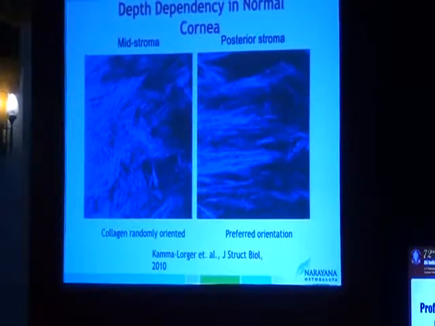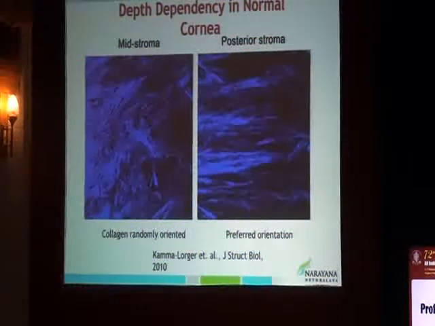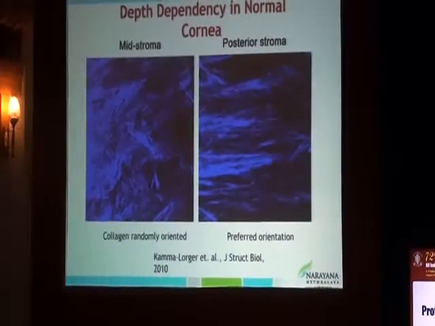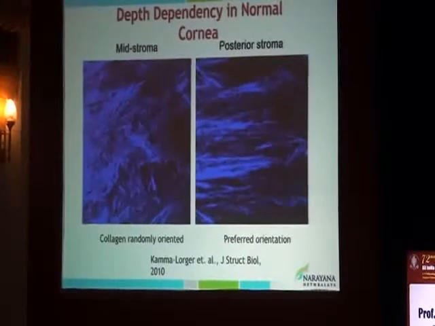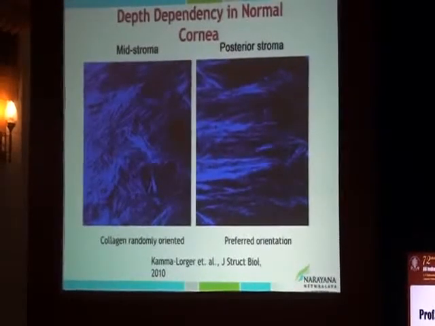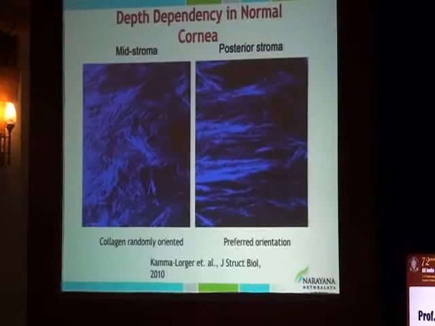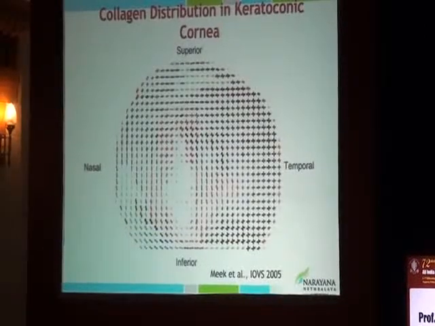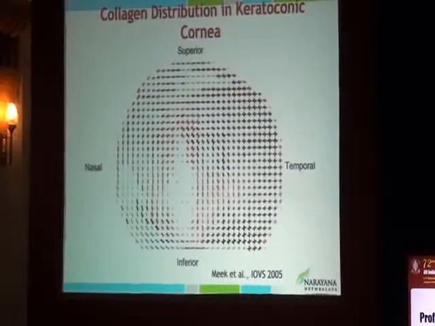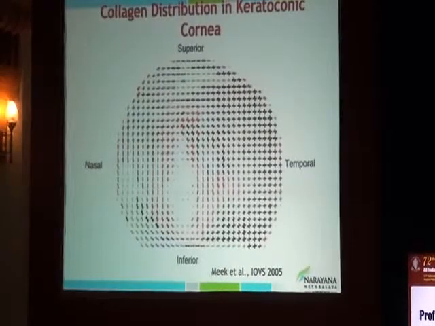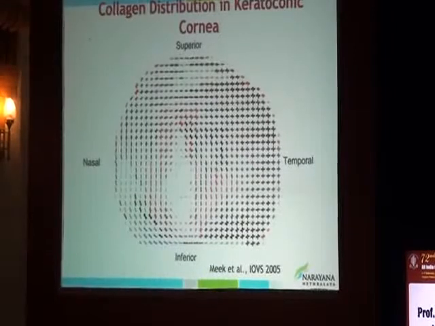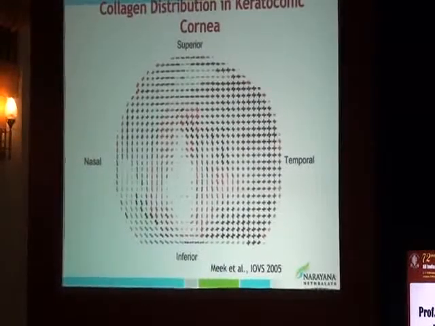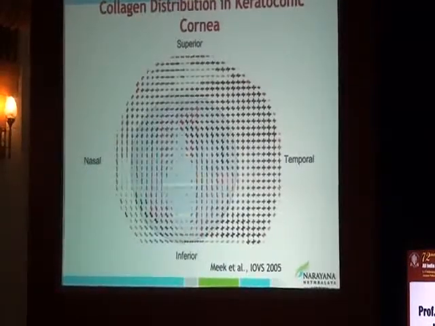Depending on the depth where you look at this, there is a difference in how the collagen is oriented and distributed. In the posterior stroma, it's more linear, whereas in the mid stroma, it becomes randomly oriented. In diseased eyes, like the keratoconic cornea, there are blank areas in the center, and that's basically representative of the disruption of the collagen.